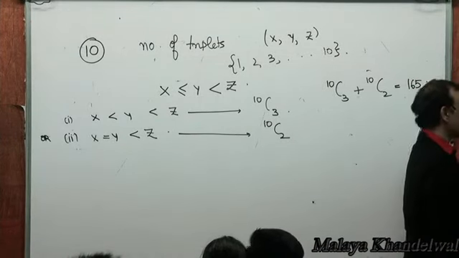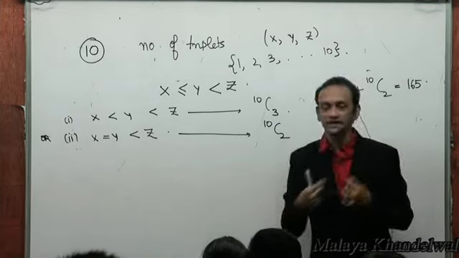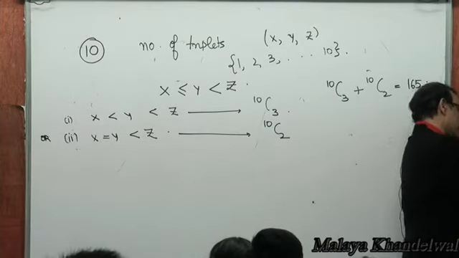It will become 11C3. NCR plus NCR minus 1 is N plus 1 CR. Ah, my students are smart.